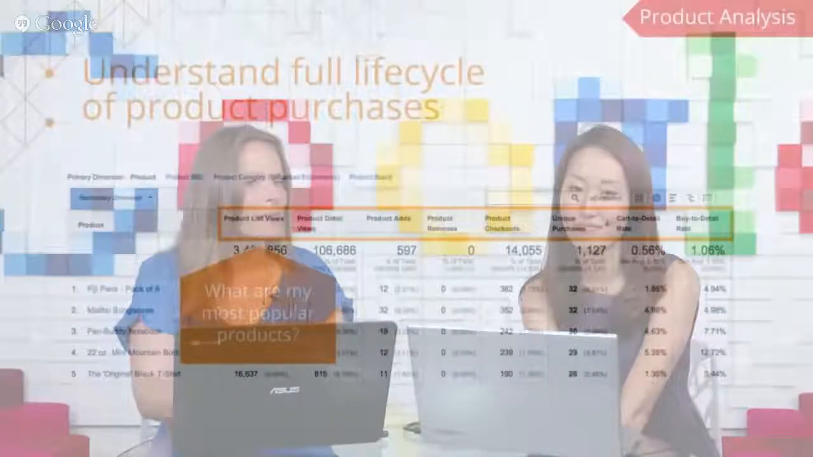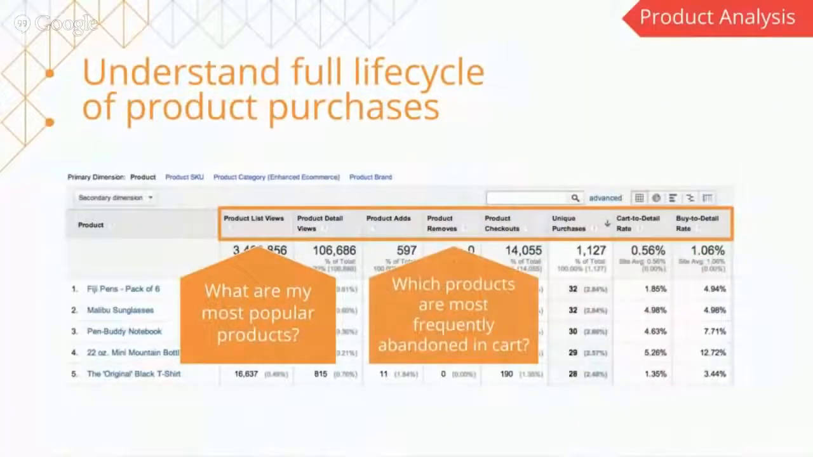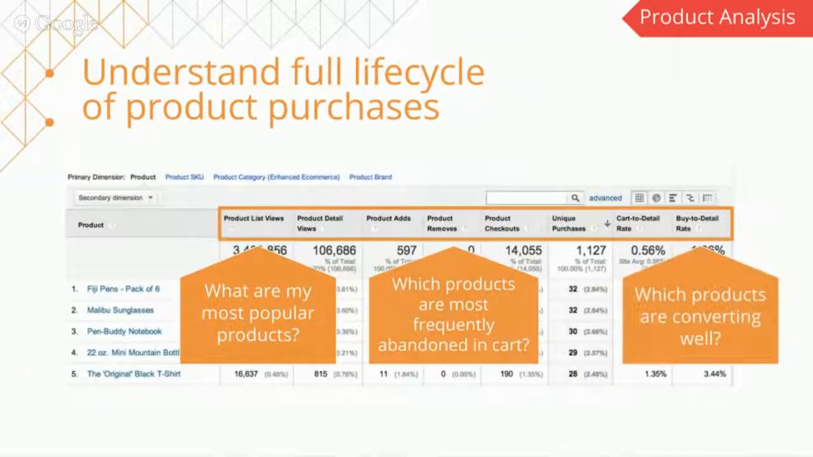Yeah, so that sounds like a really powerful capability. And I think that really allows us to see things like what are my most popular products and which products are most frequently abandoned in the cart, or even which products are converting well. I think this report is super powerful to answer all of these kinds of questions.